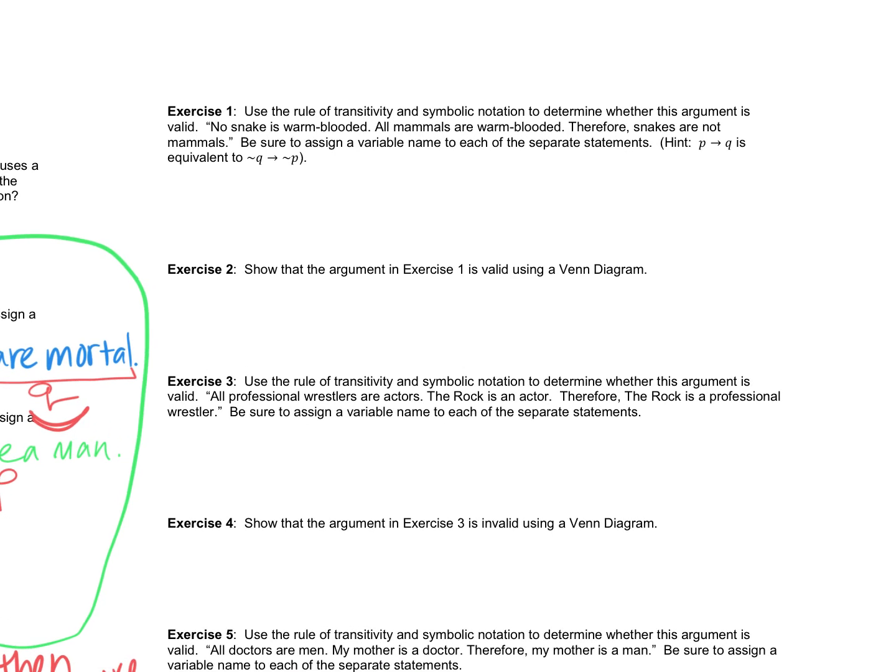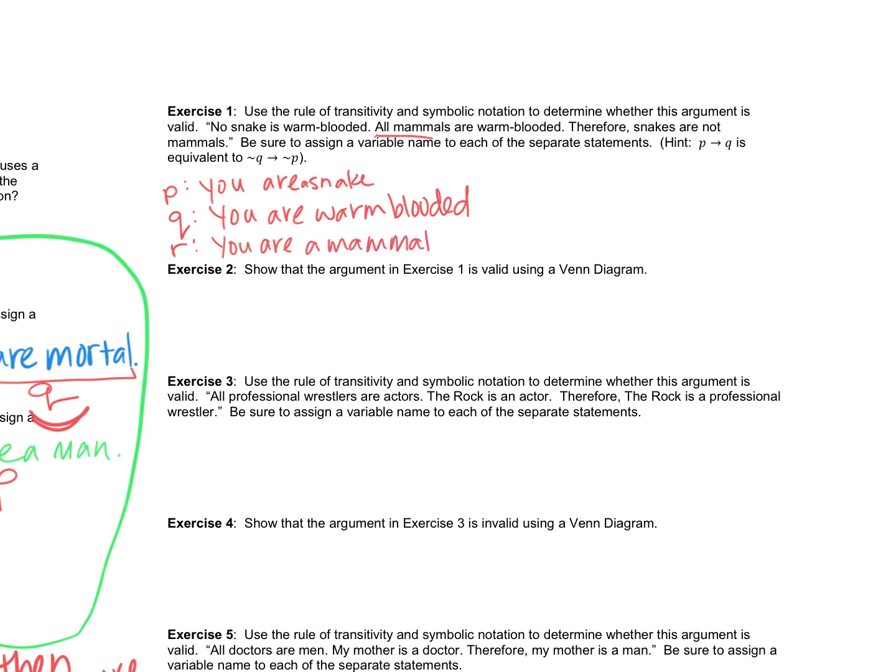We have one that says, use the rule of transitivity and symbolic notation to determine whether this argument is valid. So it says, no snake is warm-blooded. So let's say P is you are a snake, and Q is you are warm-blooded. And let's get one more in there, looking further ahead. We talk about mammals. So let's say R is you are a mammal.